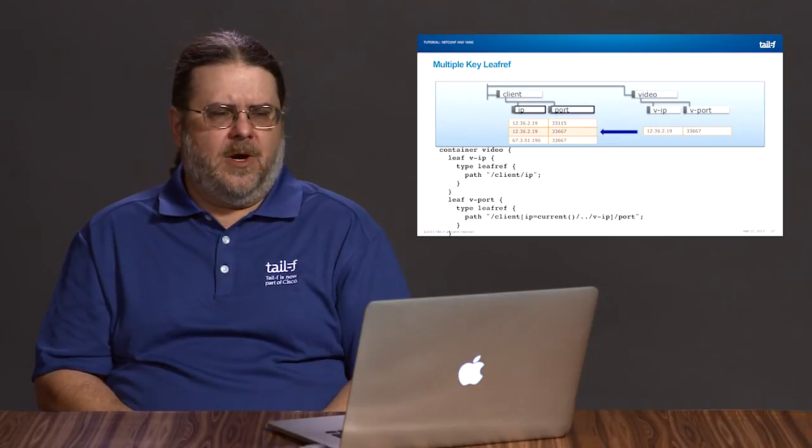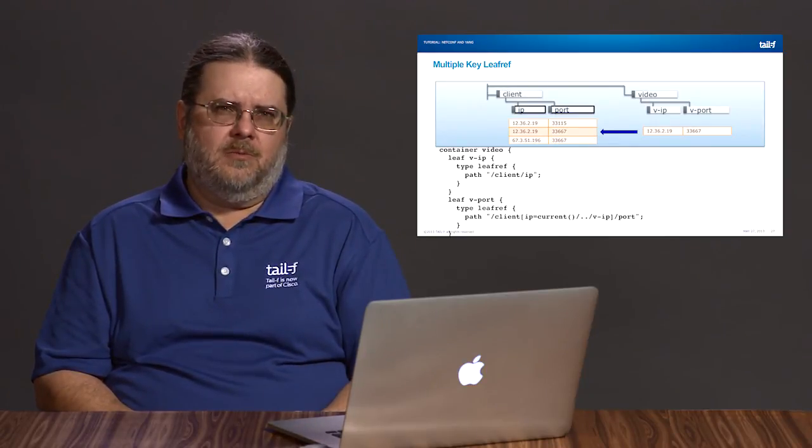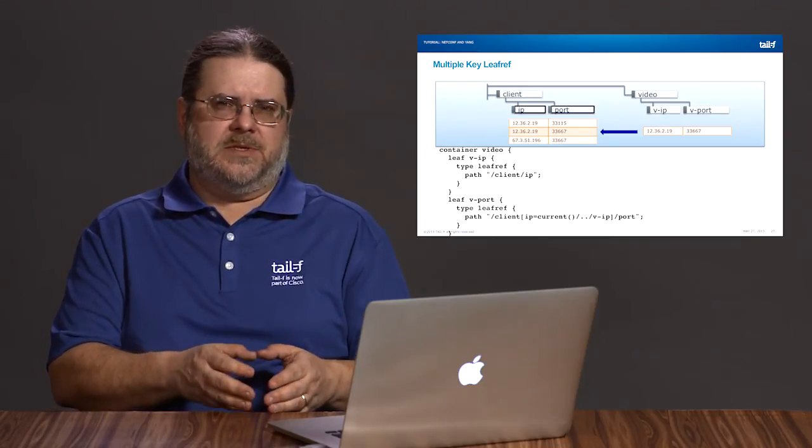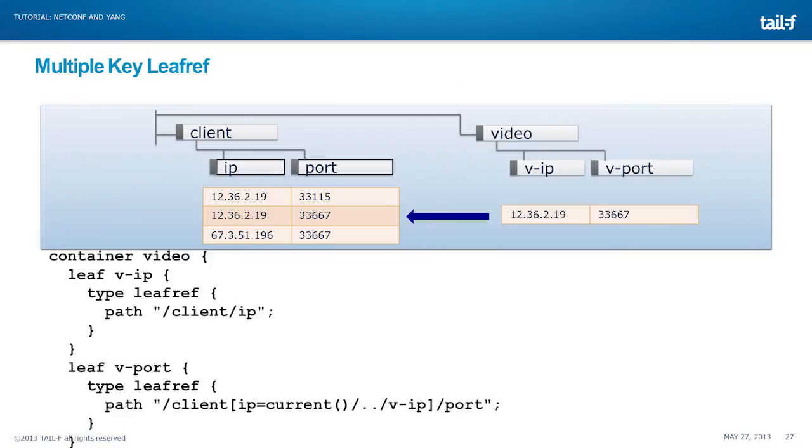Now, there are cases where you may want to do a leafref to another list, but that list has multiple key values, and so you need to refer to both of them and keep that combination unique. So that is where proper use of XPath in your leafref definitions comes into play. So here in our example, we have a container called video that has an IP address and a port number that needs to be selected from the client table.